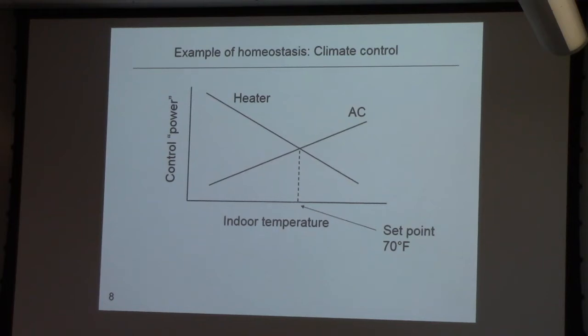Okay, so the thermostat is controlling both a heater and an air conditioner: something that cools the room and something that warms the room. There is a set point, and let's just say the set point is a comfortable 70 degrees Fahrenheit on the thermostat. That's what the thermostat has set, and it controls power to either the heater or the air conditioner.